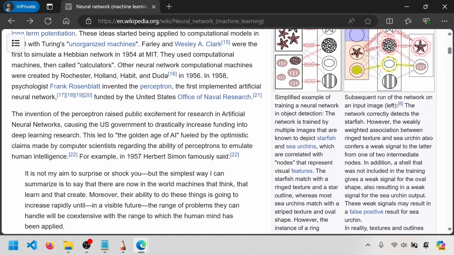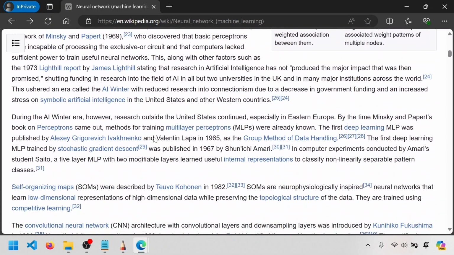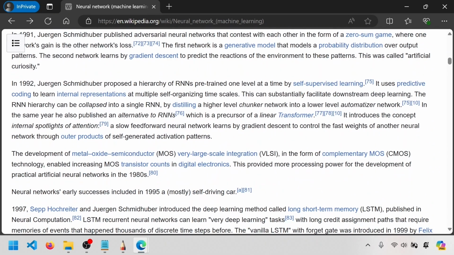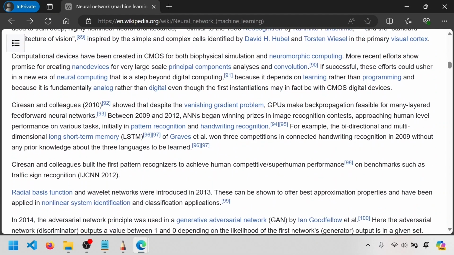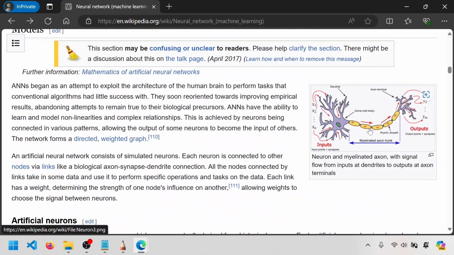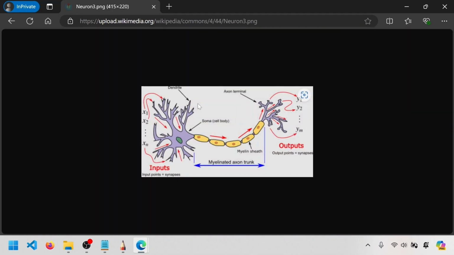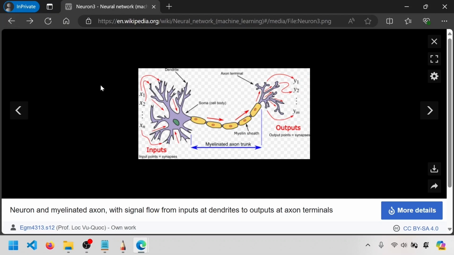There are a lot of details and history. You can skim through it. I'll be mentioning some of the details, so that you can read them in the description of this particular video. So this is the normal neuron, our brain neuron. It again has multiple inputs and outputs, and this is what we are trying to emulate.